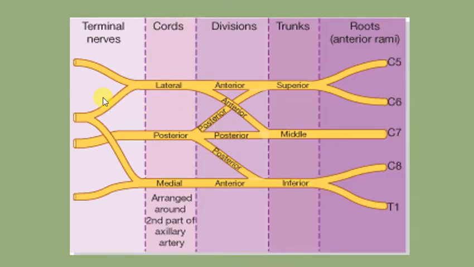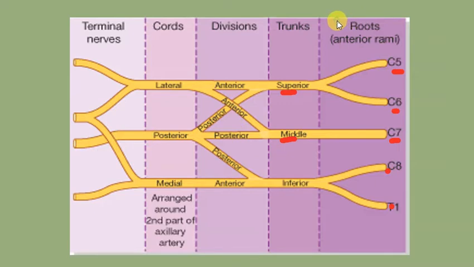Here you can see a simple diagram explaining the brachial plexus. It is a very simple diagram and very easy for everyone to understand. Now we have root C5, root C6, root C7, and root C8 as well as T1. From these roots, the roots of C5 and C6 join to form a superior trunk. Then C7 continues on its own and forms the middle trunk.